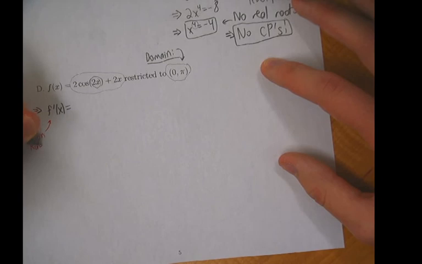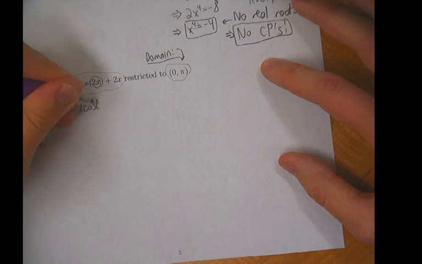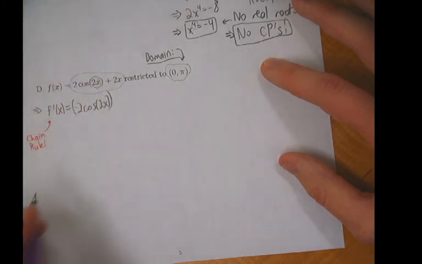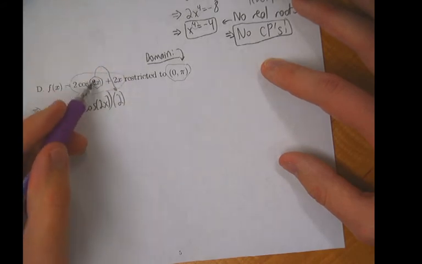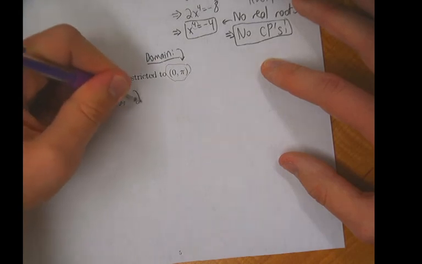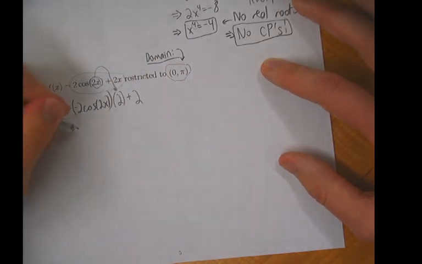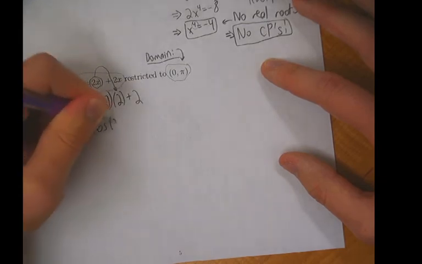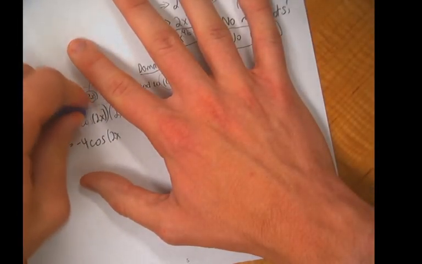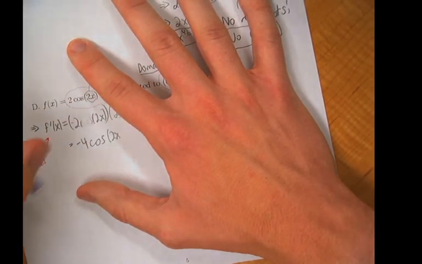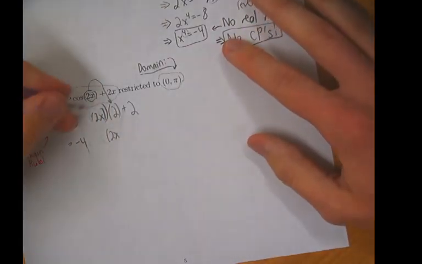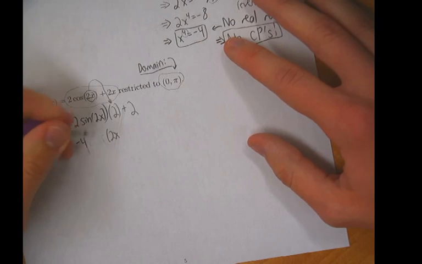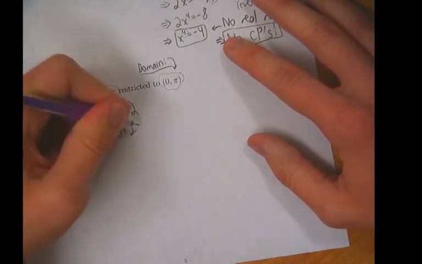Chain rule. Okay, so let me do this. I'll say negative 2 times cosine of 2x. And then because of chain rule, you have to multiply this by the derivative of 2x, the 2 inside. And then add 2 to this. So ultimately you have negative 4 times cosine of 2x. Oh, sorry, sine. My bad. So negative 4 times sine of 2x, plus 2. Sorry about that.